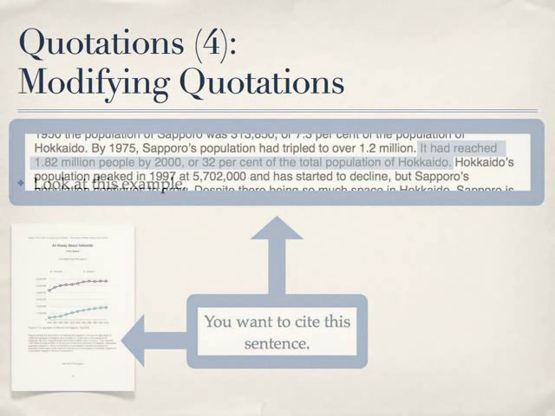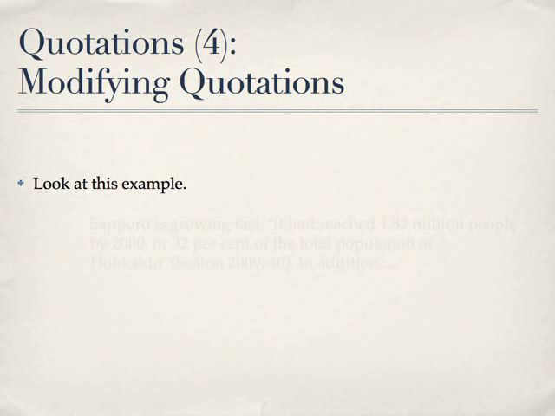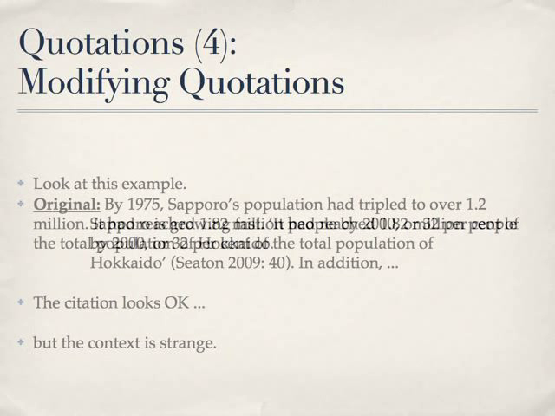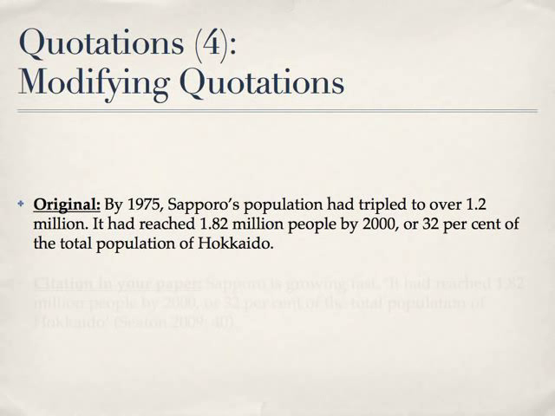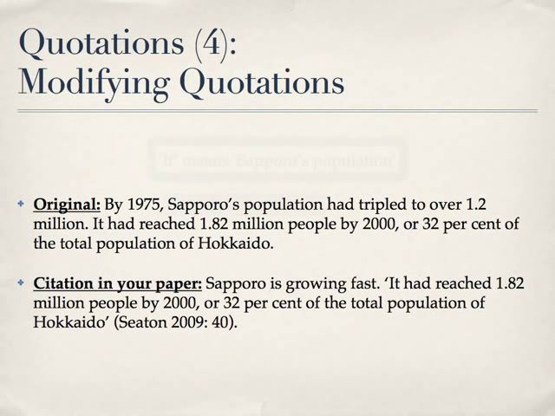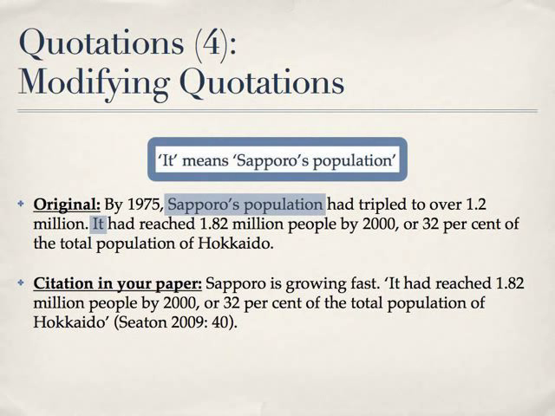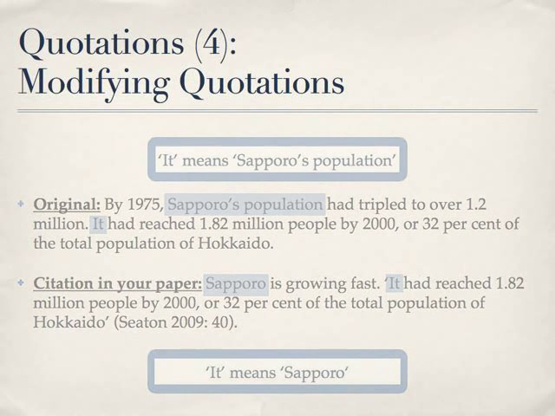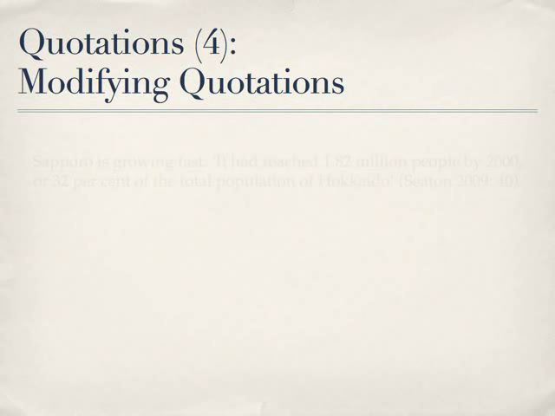Let's suppose you want to quote this sentence. You add an introductory sentence and reference. It looks okay, but actually the context is strange. Look more carefully. Here is the original. And here is your citation. In the original, it means Sapporo's population. But in your version, it means Sapporo. This is effectively a misquotation and might be misleading. However, this problem is easy to solve.